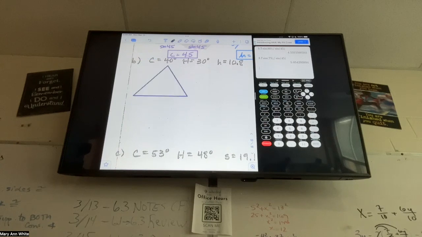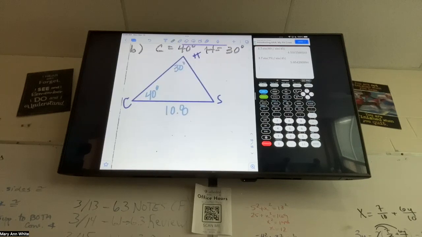Come on, Notability, help me out. There you go. C, H, S, and I don't care how you label it. Just make sure whatever you label it, the right things go to it. So under angle C, I need to make sure I call that 40. Angle H is gonna be 30, and then little h is gonna be 10.8. What I might also take time to do right now is label little c, little h, and little s. So little c is across from big C, little h is across from big H, and little s is across from big S.